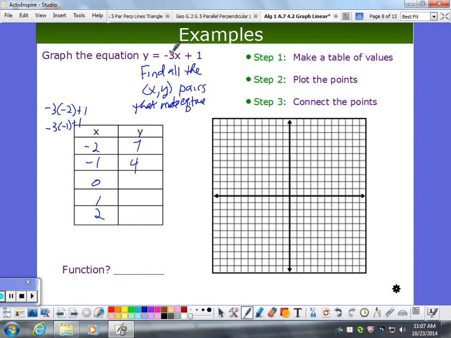Plug in a 0. That was kind of easy. You get a 1. -3 times 1 is -3. -3 plus 1 is 2, right? And then -3 times 2 is -6. -6 plus 1, -5. Do you agree on that? Going a little fast here.